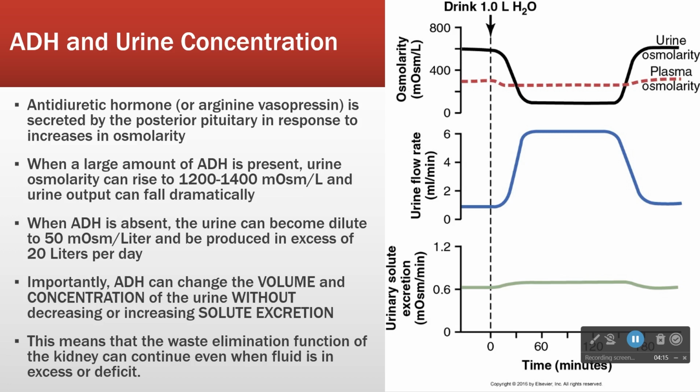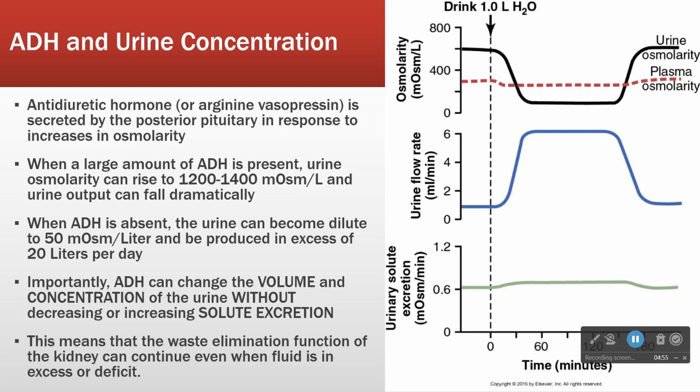Now, what about flow rate? Well, as our urine becomes more dilute, there becomes more of it. So we increase our urine flow rate, and that helps us to get rid of the extra free water that we just added. Now, the interesting thing is our urinary solute excretion barely changes. That's the magic of this system. We can dramatically increase our urine output without changing the amount of solute we're excreting per minute. Remember, this is the point of the kidney, waste product excretion.